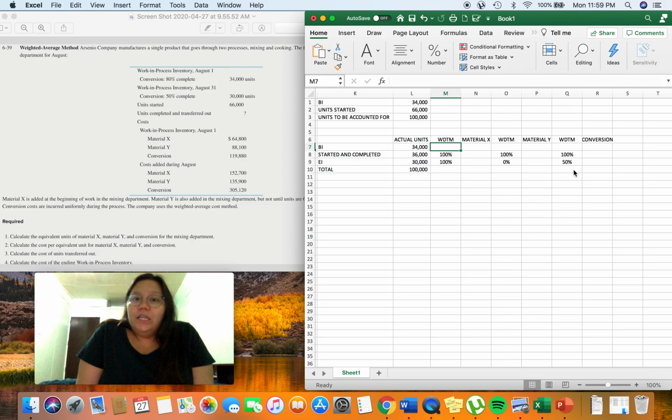Bakit ba siya naging beginning inventory? Diba? 34,000 units. 34,000 units is considered as our beginning inventory because these are the units that we have started working on last July but we're not finished as of July 31. Diba? Ganun lagi yun eh. Whatever your ending inventory last month becomes your beginning inventory this month. Okay? So, ganun lagi yun.